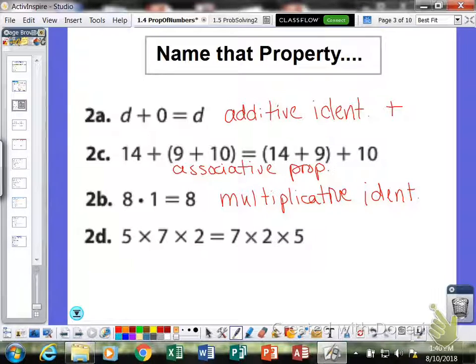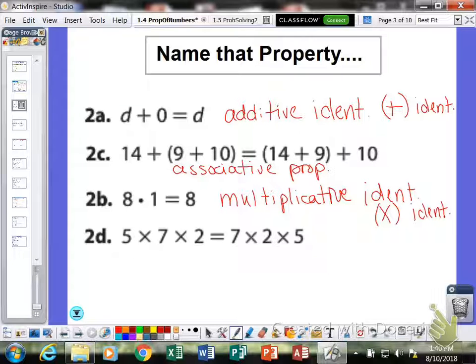And I could even abbreviate this a little bit more, just for purposes of tests, quizzes, whatever. You could put an addition symbol and then write the word identity or abbreviate identity. That's fine. The same thing with this one. You could put a multiplication symbol in parentheses and write the word ident, just so I know that you know the difference.